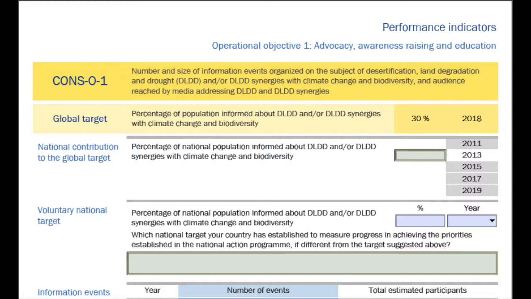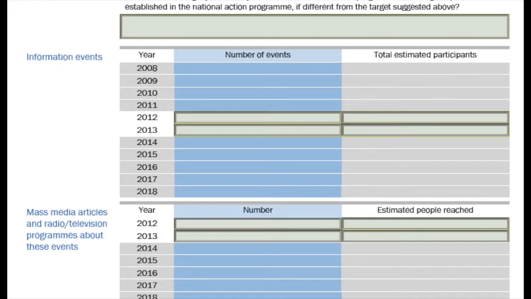The voluntary national target is what you voluntarily determine is a target, which should be higher than the national contribution. Okay? And then the template deals with this consolidated indicator, which deals with information events. As you know, this consolidated indicator deals with awareness raising and education. And on the template, it asks you about the information events you carried out.